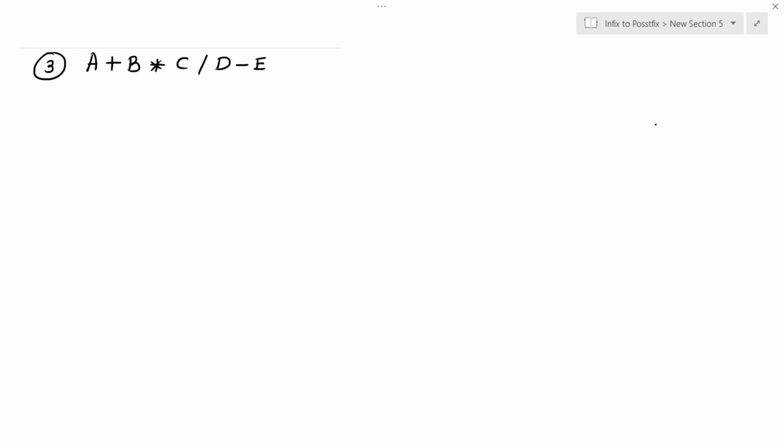Okay, let's solve another example. The expression given is A plus B multiplied by C divided by D minus E. So again make three columns. The first one is the symbol. We have to scan each and every symbol one by one. Then the second column is for the stack, and the third one is the postfix expression.